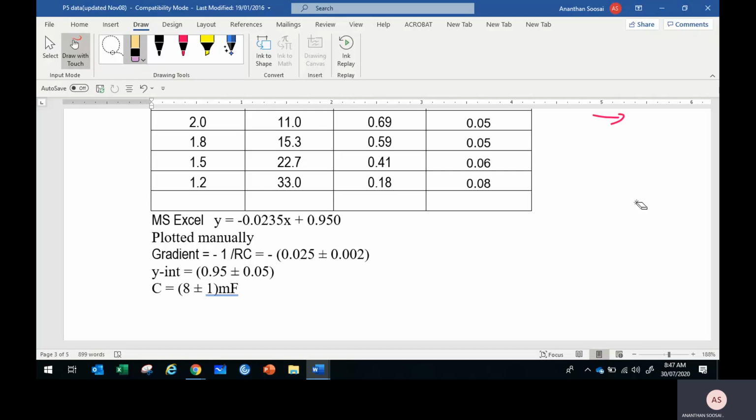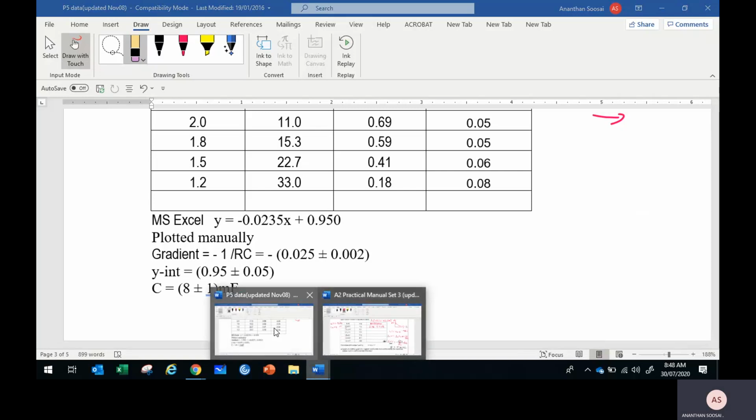After your gradient and y-intercept, in the following calculation, if they ask for the values, you have to use the uncertainty formulas. You show the uncertainty formula. Like here, they want the capacitance. Okay, let me go to the question.